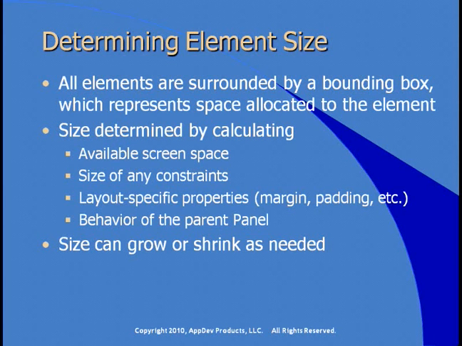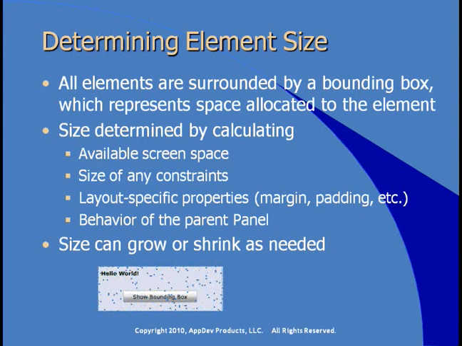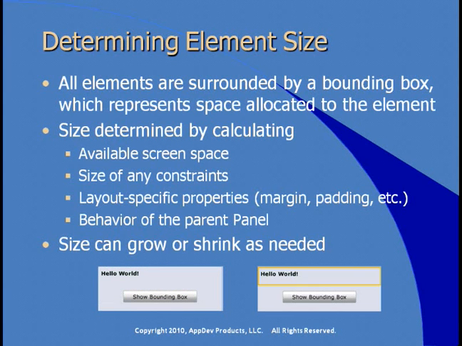can grow or shrink. So here's a simple example of a text block and a button. And then in the yellow, that shows the bounding box for the text block. That is the available space for that text block in this window.